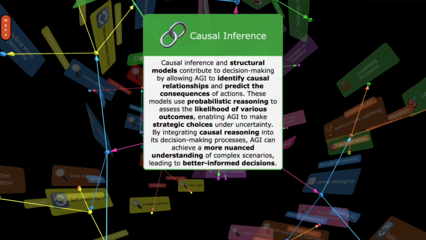Causal inference and structural models contribute to decision-making by allowing AGI to identify causal relationships and predict the consequences of actions. These models use probabilistic reasoning to assess the likelihood of various outcomes, enabling AGI to make strategic choices under uncertainty. By integrating causal reasoning into its decision-making processes, AGI can achieve a more nuanced understanding of complex scenarios, leading to better informed decisions.